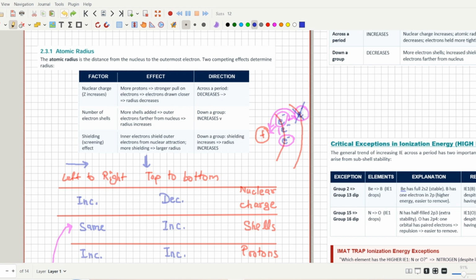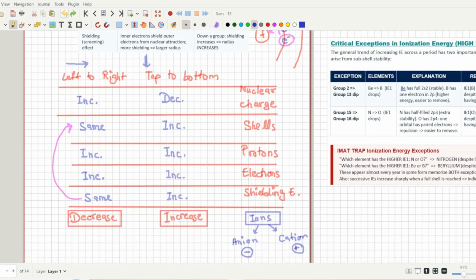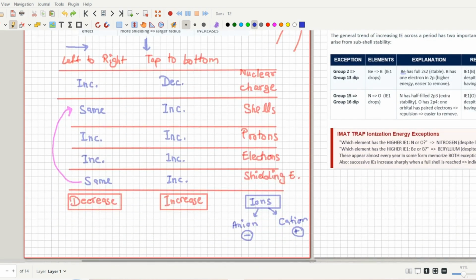Why did the size shrink? Because the only electron that was present in the outermost shell has just been removed. When the electron was removed, the atom size decreased, so the atom will have a positive charge. That's why a cation will have a smaller size, and an anion will have a larger size.